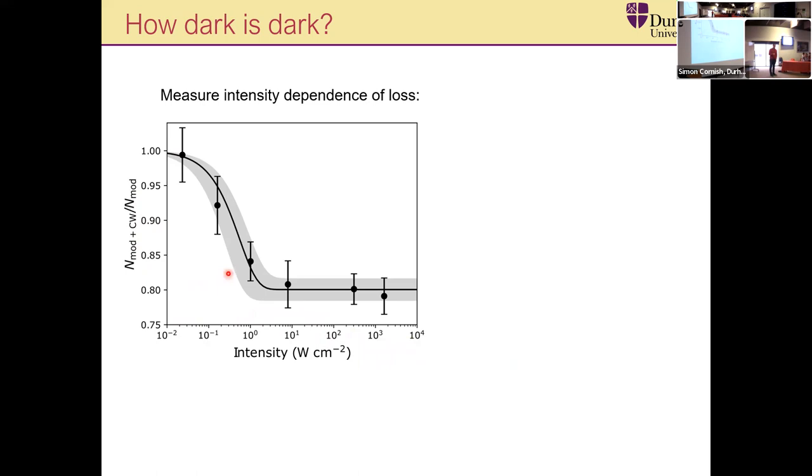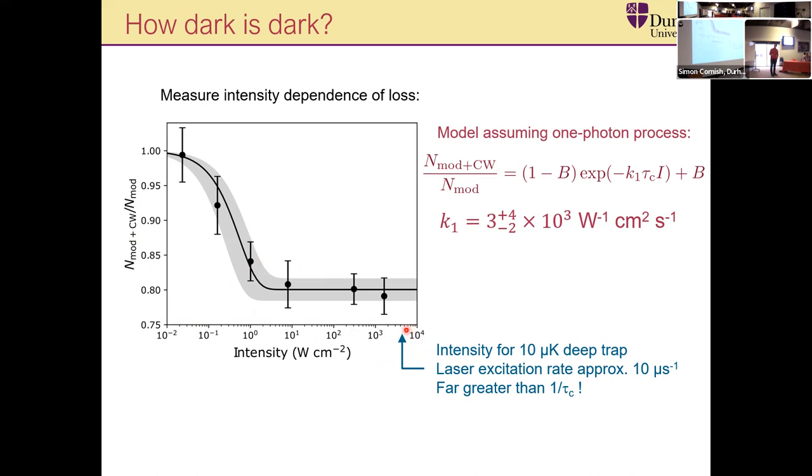And so the point I want to emphasize here is this is the intensity we use for a typical 10 microkelvin deep trap, and it's huge on this scale. So we can't simply turn down the intensity of the trap, because we'd have to turn it down by about four orders of magnitude, by which point there's no trap. Okay.